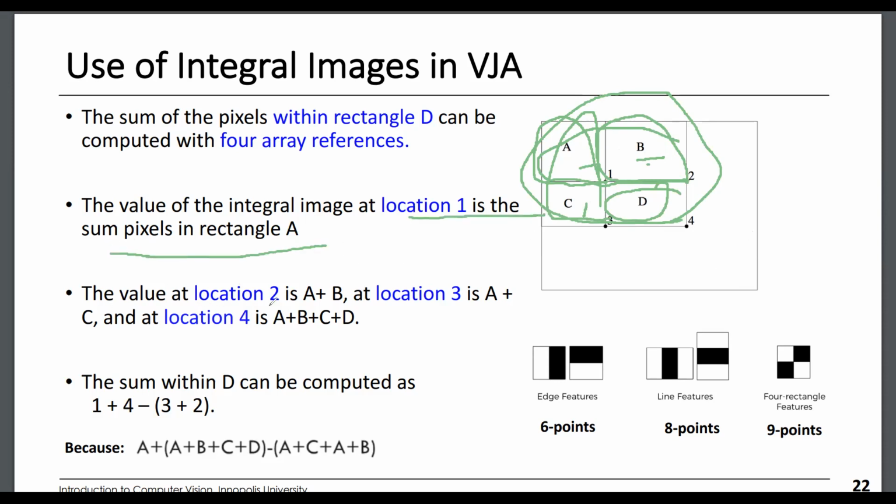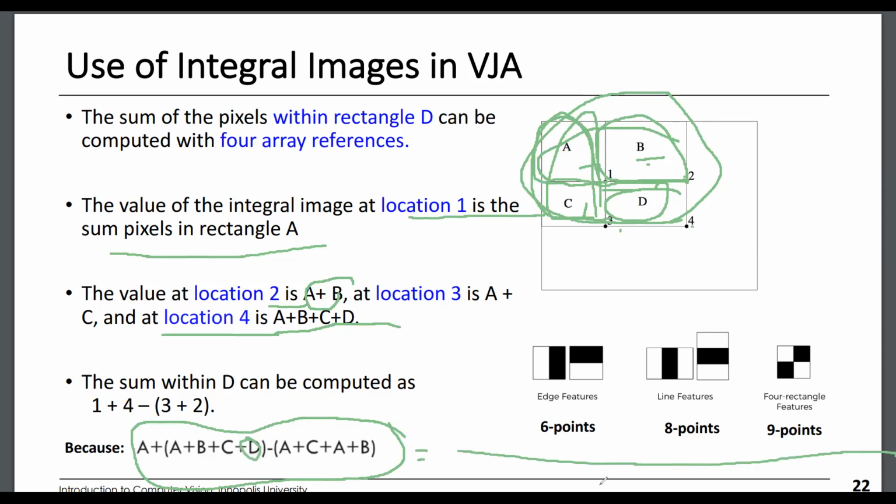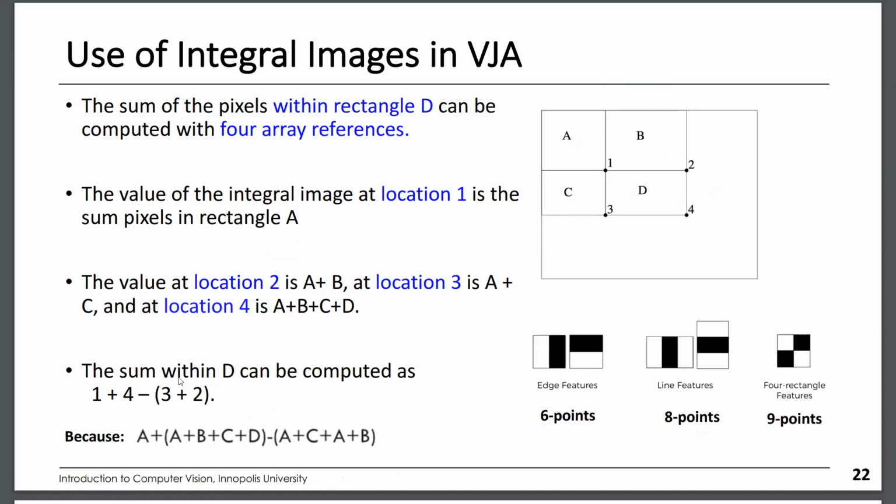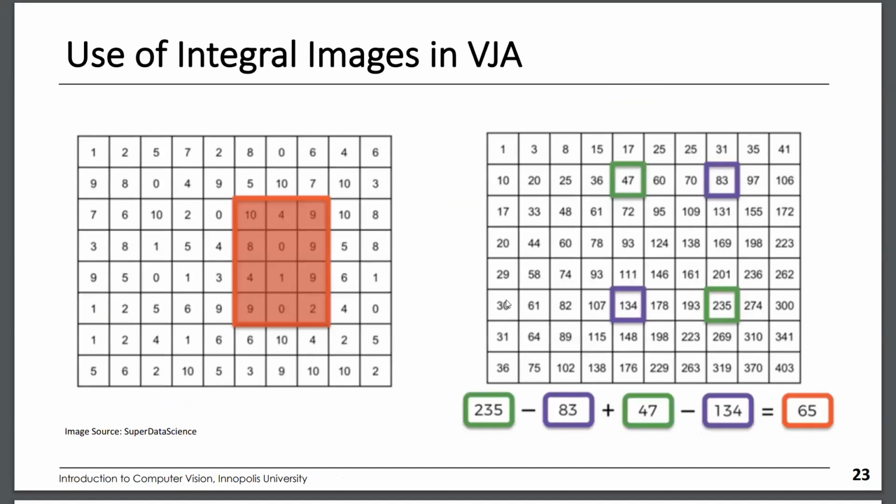So basically, the value of the integral image at location 1 is the sum of pixels A, the value at location 2 is A plus B, location 3 is A plus C, and of course the location at 4 is A plus B plus C plus D. Now, if you have these values at 2, 3, 4 and 1, you're just looking for D, it becomes a very simple equation that you can calculate, right? This is what the integral image gives you. So the sum within D can be computed as 1 plus 4 minus 3 plus 2.